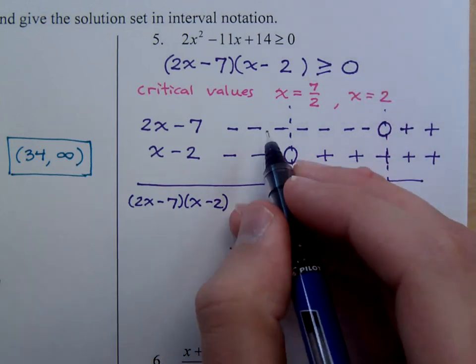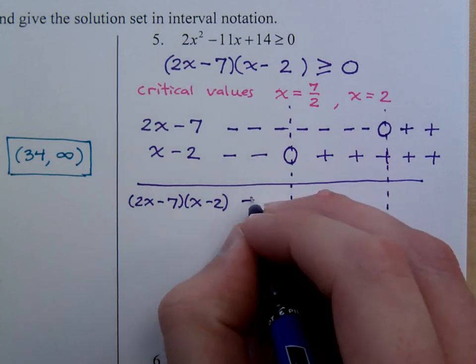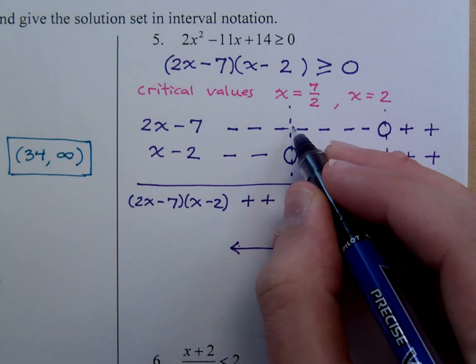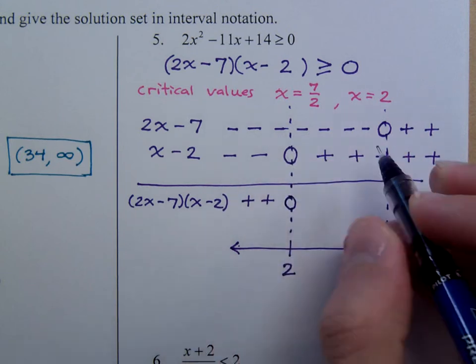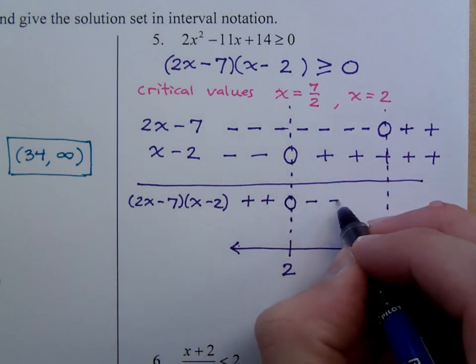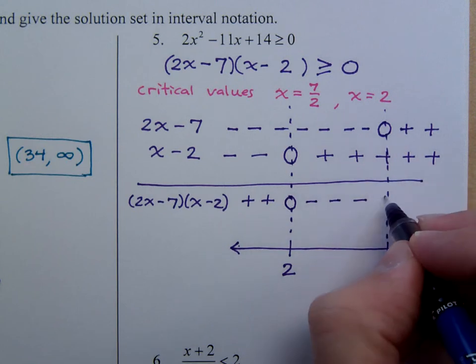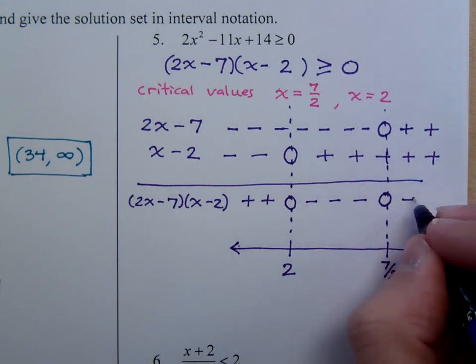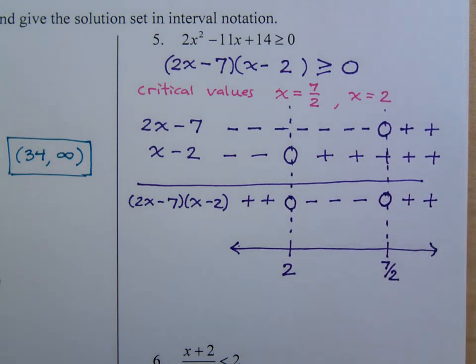Well, negative times negative gives me a positive. Because see, that's what these factors are doing. They're multiplying. Negative times 0 is 0. Negative times positive is negative. 0 times positive is 0. And positive times positive is positive.